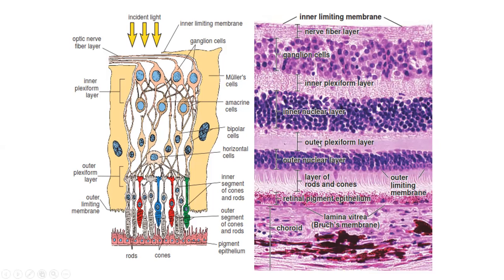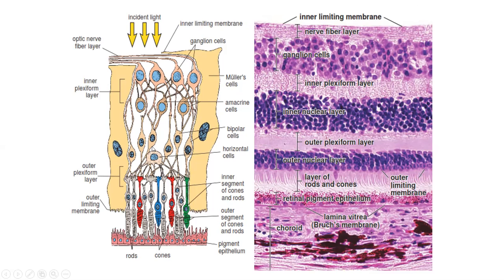Next comes the outer plexiform layer. This outer plexiform layer is basically an area of synapses between the processes of the rods and cones and the processes of the various types of cells that are present in the next coming inner nuclear layer. So here you can see the synapses. This is the area of synapses. Here the processes of the rods and cones are making an anastomosis with the various cells, different types of cells that are present in the next coming inner nuclear layer.